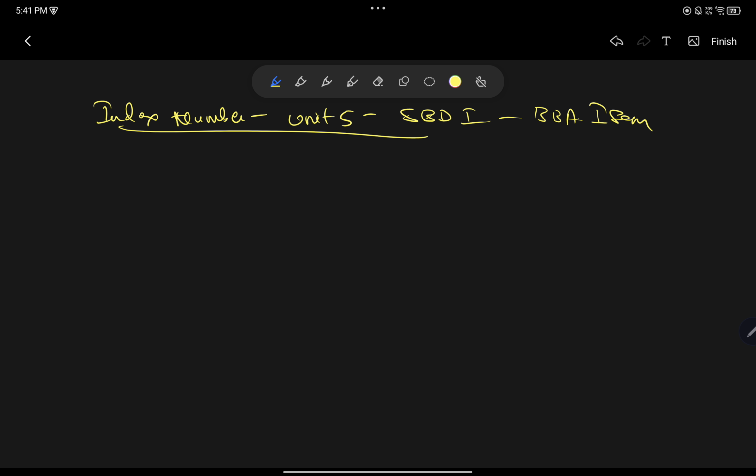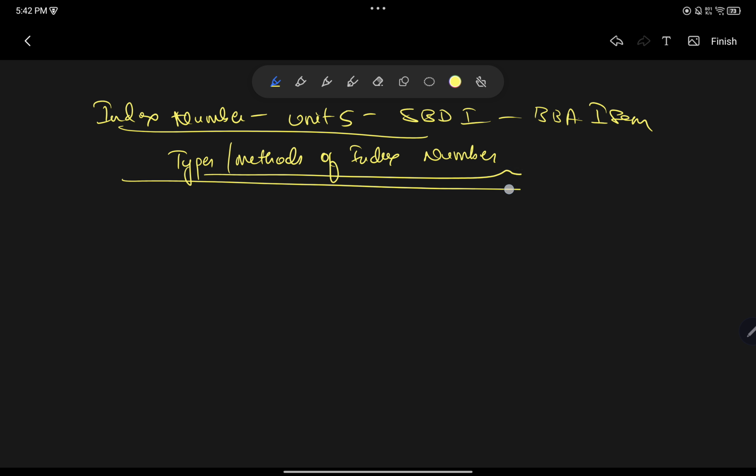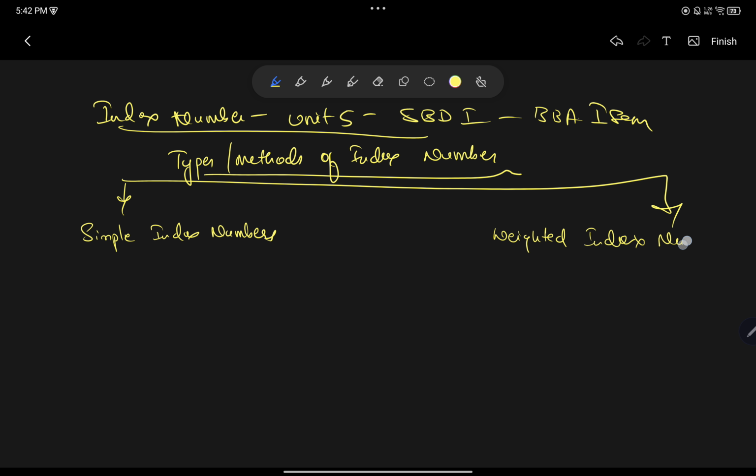In the previous video, I have already explained the concept of index number. Let's understand the various types or methods of index numbers. Here the index numbers have been segregated into two major types: simple index numbers and weighted index numbers.